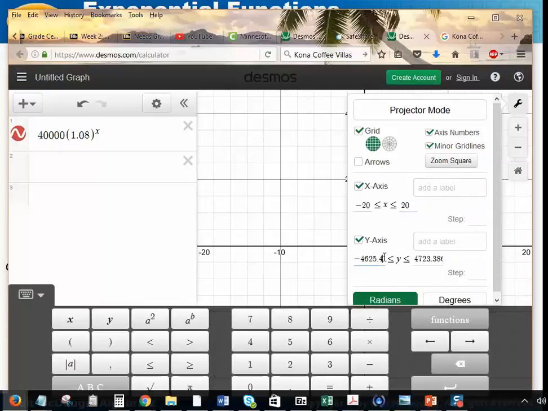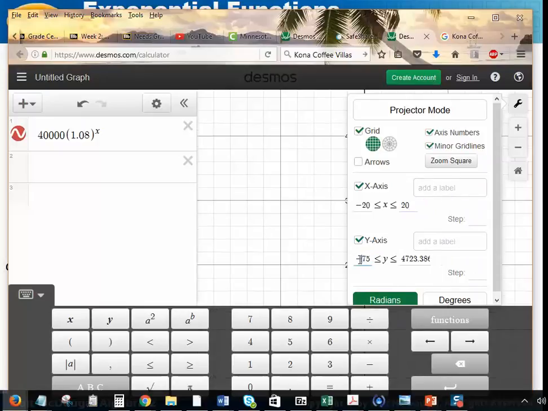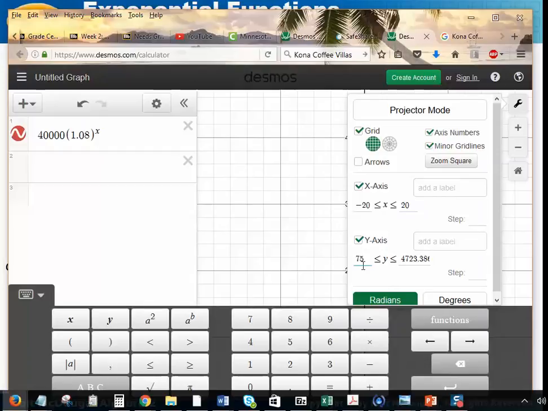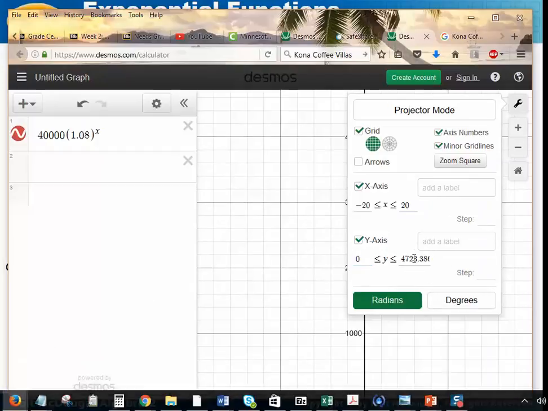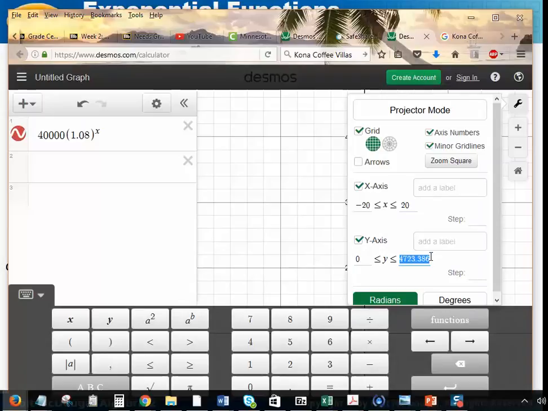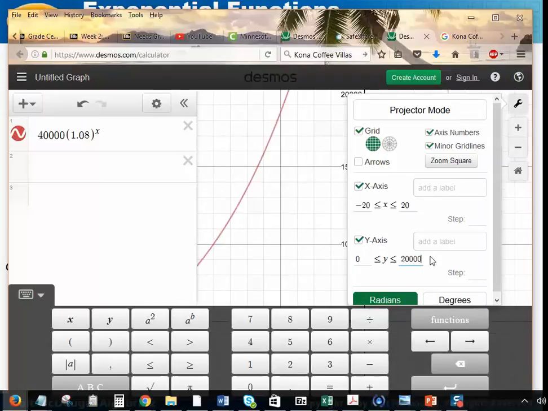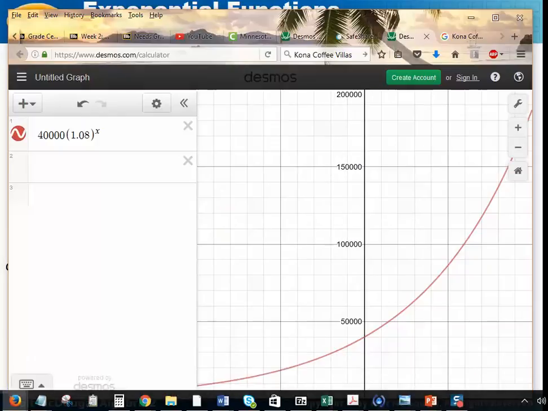And my y value is the one that I can start at 0 because it's never going to be less than 0. And my y needs to go up quite high because it's starting at 40,000. It's going to grow, so it's going to go quite high. Should we go one more zero? Is that too many zeros? All right, let's see what this looks like, and we can adjust as needed.